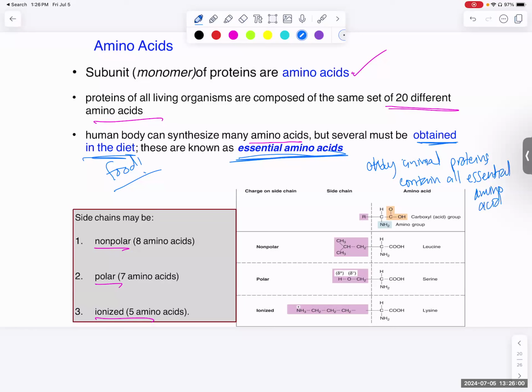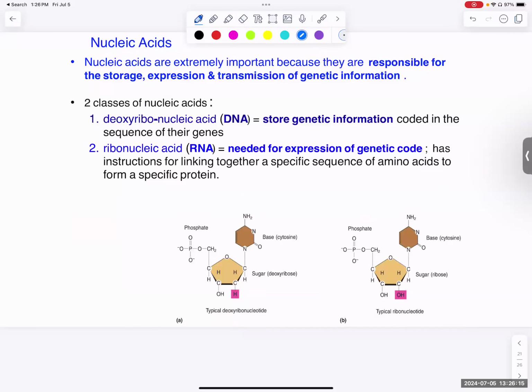So beans and rice, right? Beans are going to have some of the essential amino acids. Rice has the other essential amino acids. So when you eat them together, you get all of the essential amino acids. So all animal proteins have all the essential amino acids. Plant proteins, some have some of them, some have others.